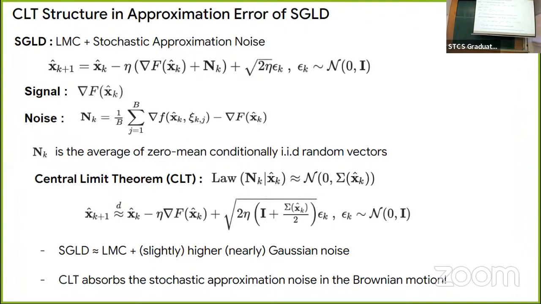Right, this is of the order eta over b variance, and this variance is of the order square root eta, square root covariance of the order square root eta. So therefore, if it was exactly Gaussian, we can just absorb this into the Gaussian noise. So what we can view SGLD as is LMC plus a slightly higher nearly Gaussian noise. Okay, so this is the viewpoint we'll take.